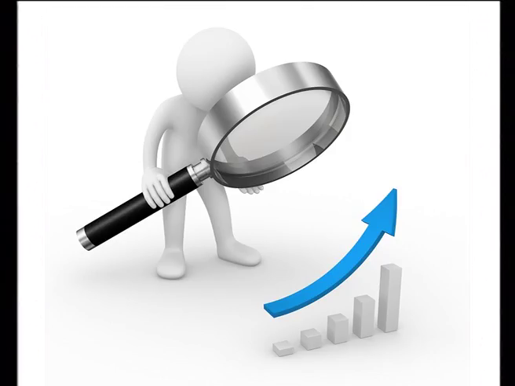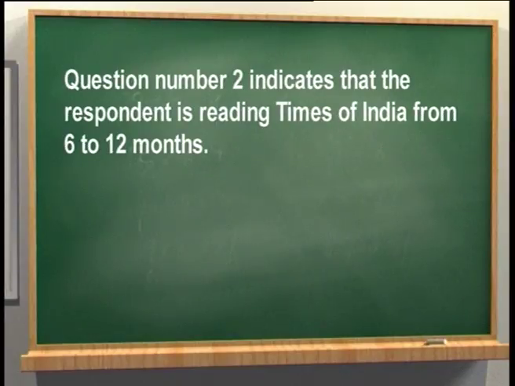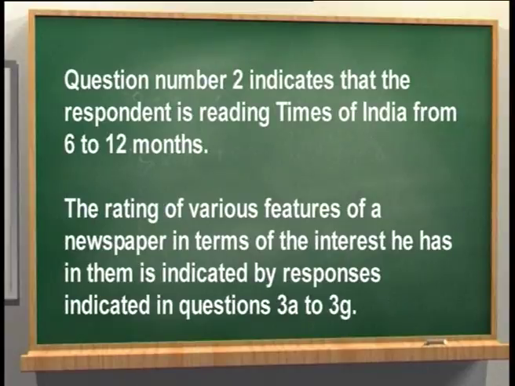The data matrix corresponding to the above coding scheme: the respondent number 1 reads both Times of India and Indian Express and no other newspaper. This is indicated by code 1 corresponding to question 1A, and for the remaining parts of the question, 0 is indicated. Question number 2 indicates that the respondent has been reading Times of India for 6 to 12 months. The rating of various features of a newspaper in terms of the interest he has in them is indicated by responses in questions 3A to 3G.